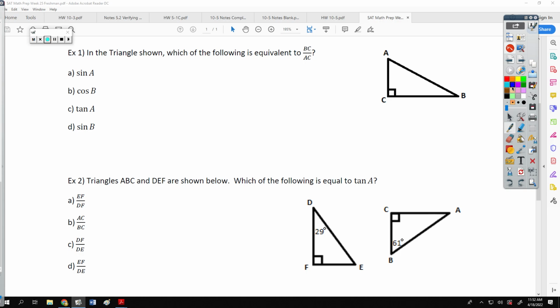So again, if we're looking at this triangle, we identify the hypotenuse by finding the side that is opposite the 90-degree angle, which makes AB the hypotenuse. And then the other two sides are named based on one of the two angles. So if we look first at angle A, the opposite side would be BC, and the adjacent side would be side AC.